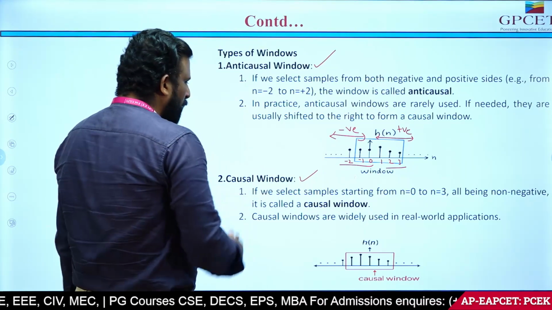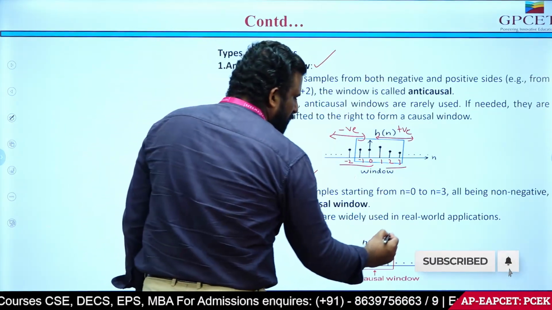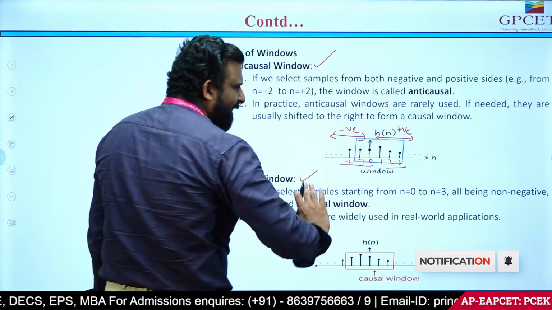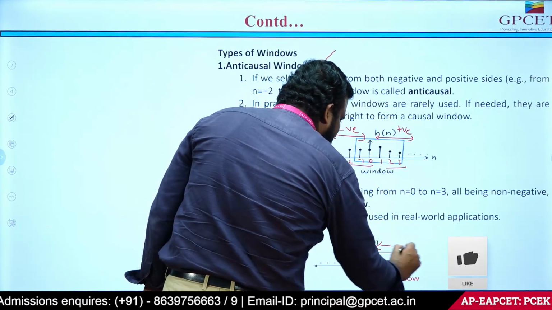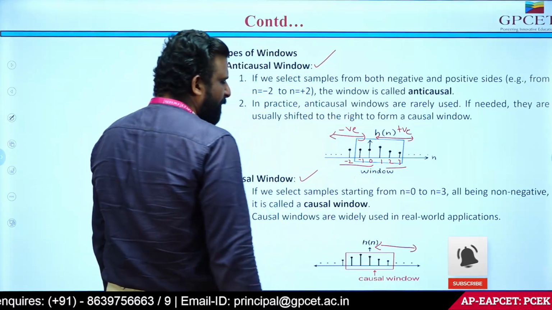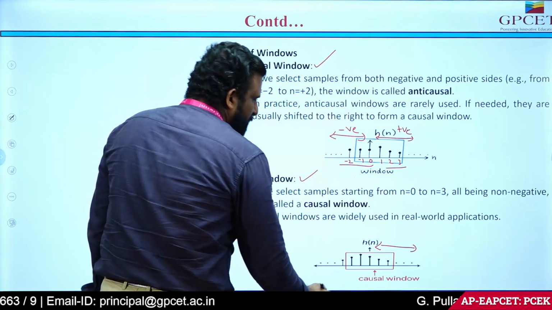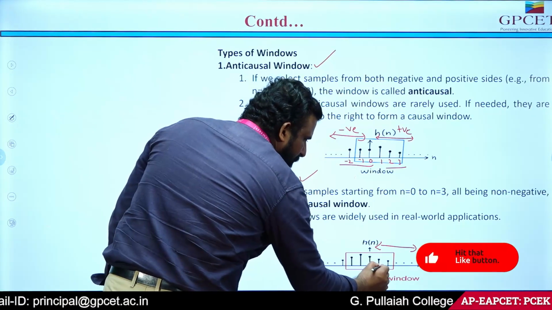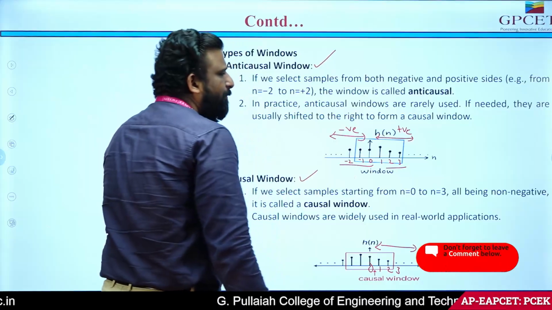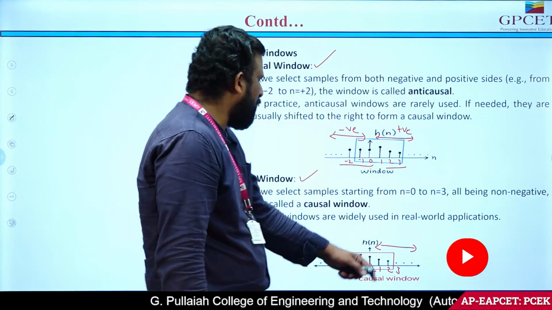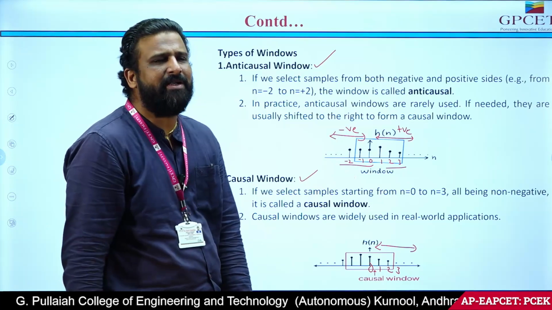And what is a causal window? If we select only the starting point, that is from n equal to 0 to n equal to 3, only non-negative terms or only positive terms, then that type of window is said to be a causal window. See here, if we select samples starting from n equal to 0, 1, 2, 3, and so on, only positive sides. All being non-negative, it is called a causal window. These causal windows are widely used in real world applications.